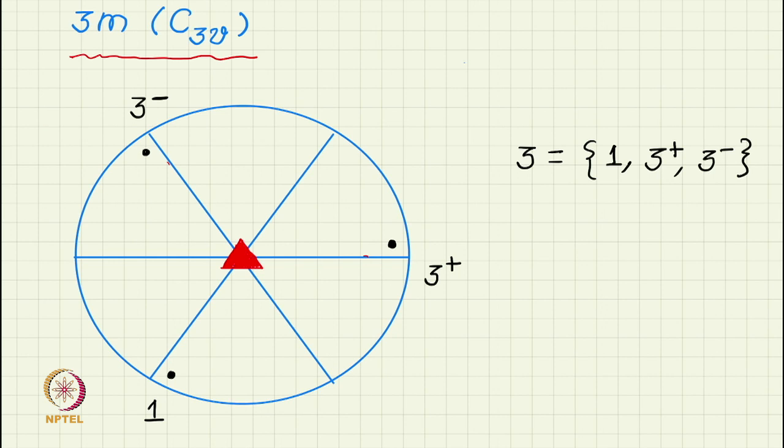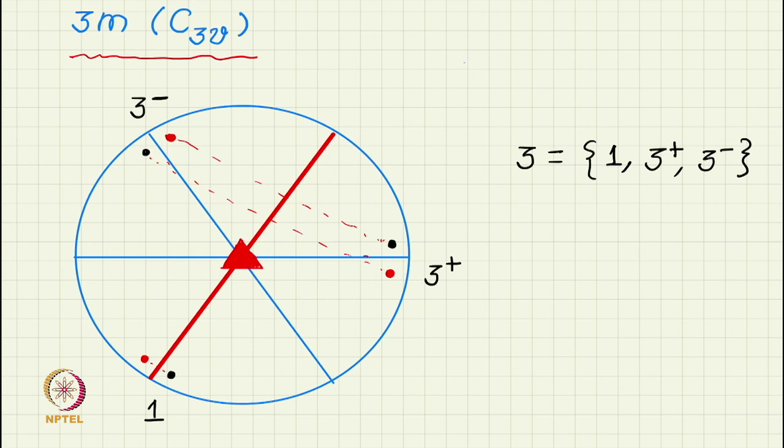So, I convert one of the reference lines into a mirror plane. Corresponding to this conversion, newer reflected points will be generated. This black point will be reflected there, this black point will be reflected there, and this black point will be reflected there. So, now we have a set of 6 points.